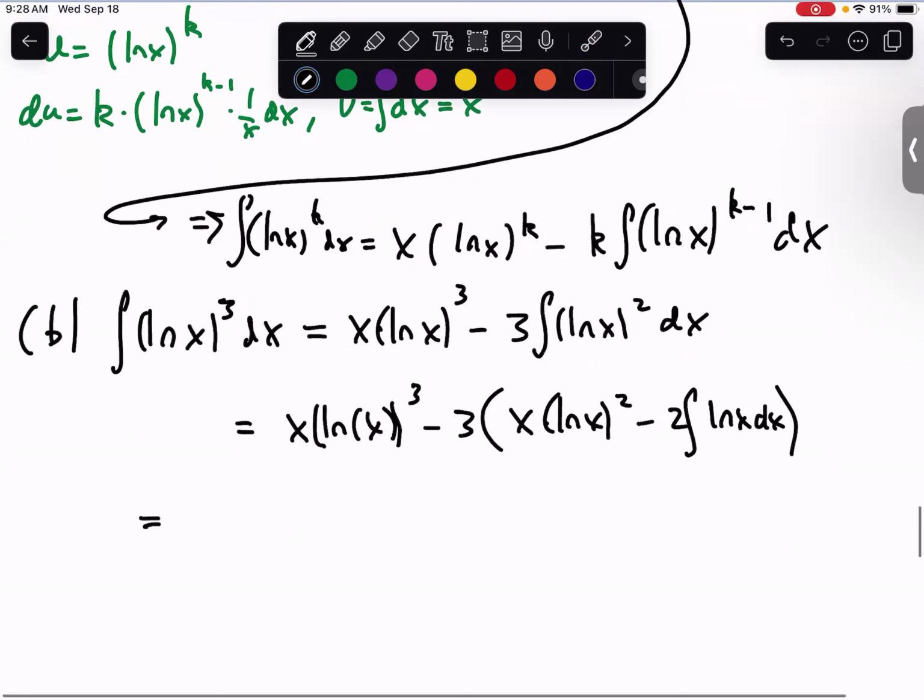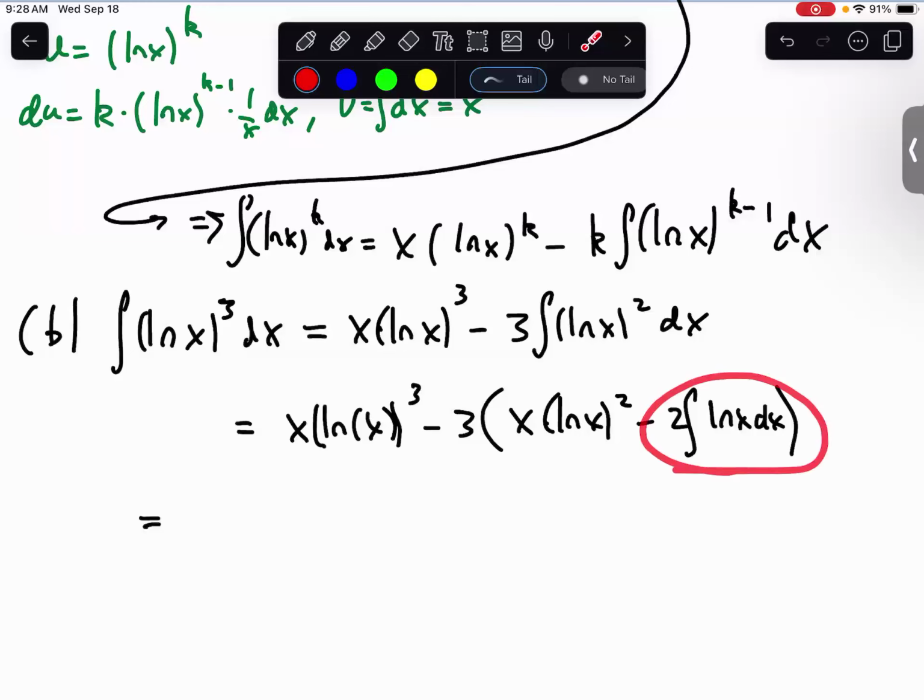And then the final application. So if you want to determine the integral of the natural log of x, you can just remember we did it in class. It's x times the natural log of x minus x. But you can also just use this reduction formula if you want to.